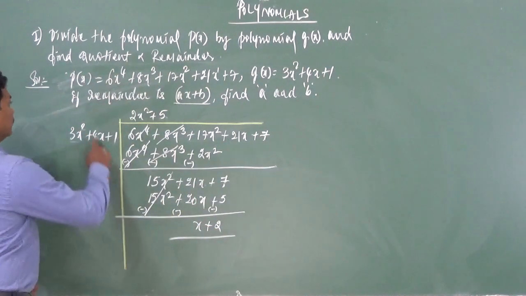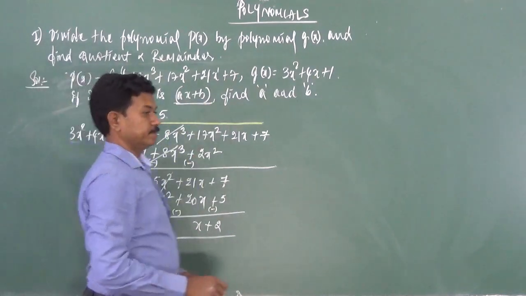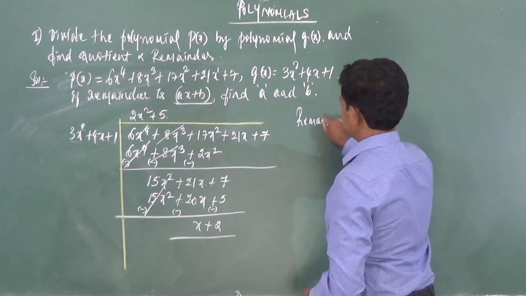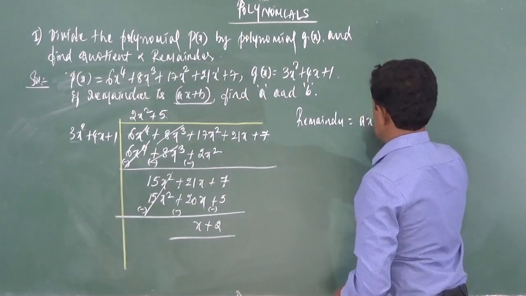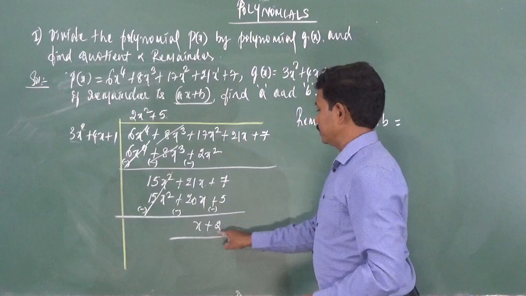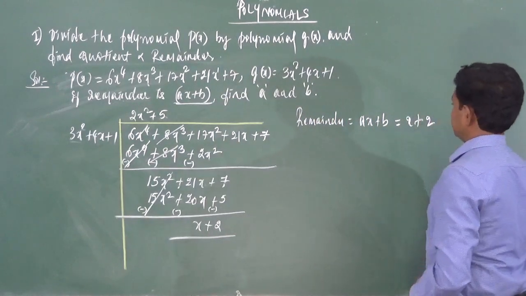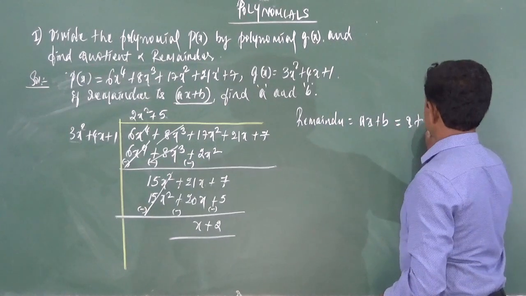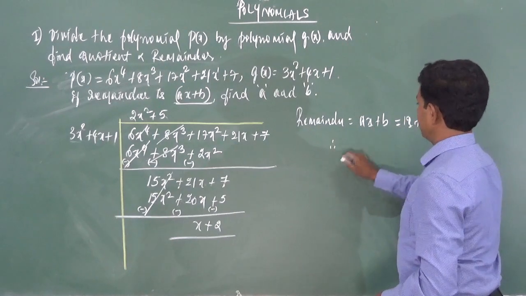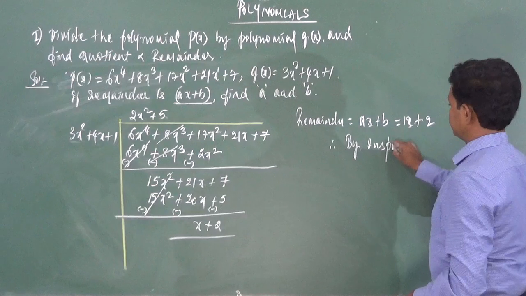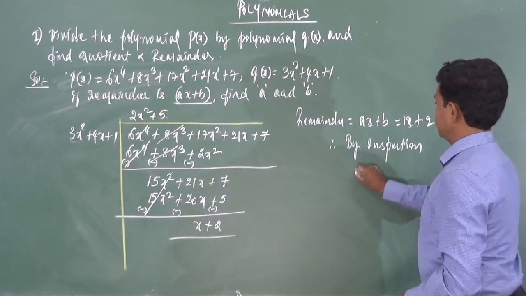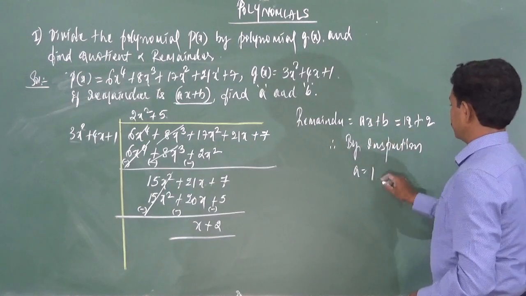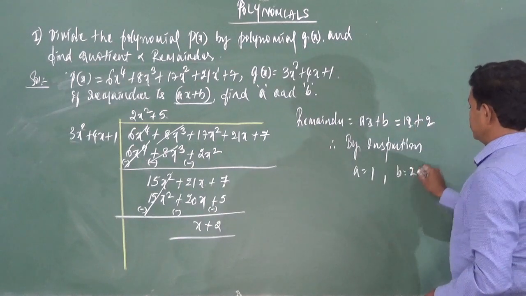Now, in the problem it is given that the remainder is in the form of ax plus b. So the remainder ax plus b is equal to the remainder we have got, that is x plus 2. In place of x we have x here, in place of b I have 2 here, and in place of a I have 1 here. So therefore by inspection a is equal to 1, because the coefficient of x is 1 and the coefficient of x is a. Therefore a is equal to 1 and b is equal to 2. So this is the answer.